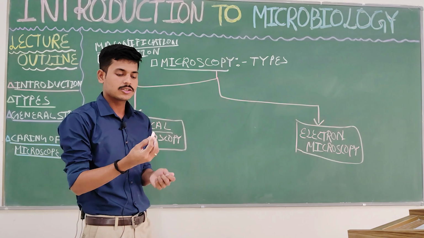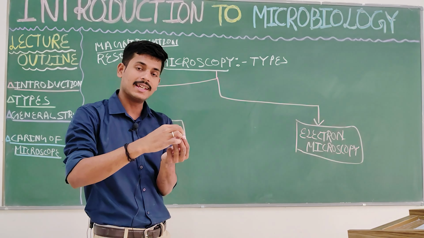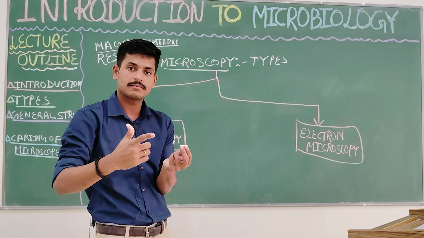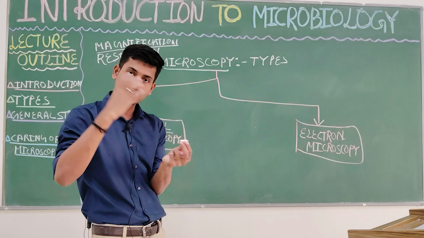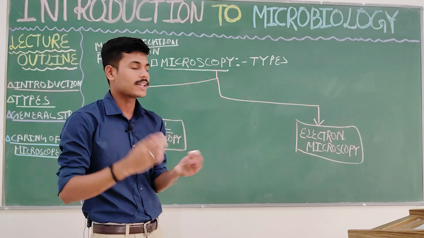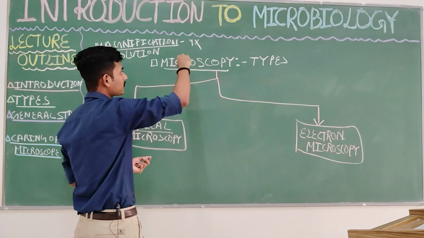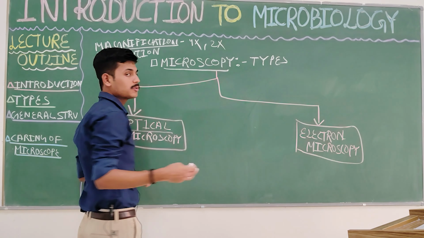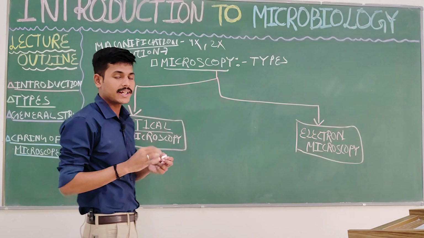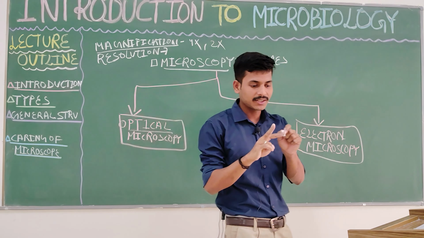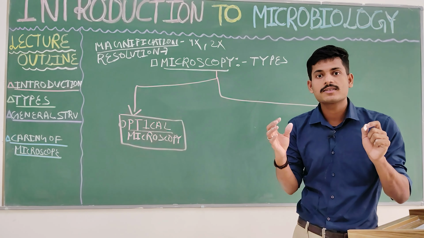Now, magnification means enlarging the object. Suppose this chalk's actual size is this much, but in the microscope you can enlarge it 100 times, 200 times. This enlarging of the object's structure is called magnification, and it is represented like 4x, 2x. Probably you have seen this. Now, resolution means understanding the fine detail of the object, discriminating between two closely related things. That is called resolution.